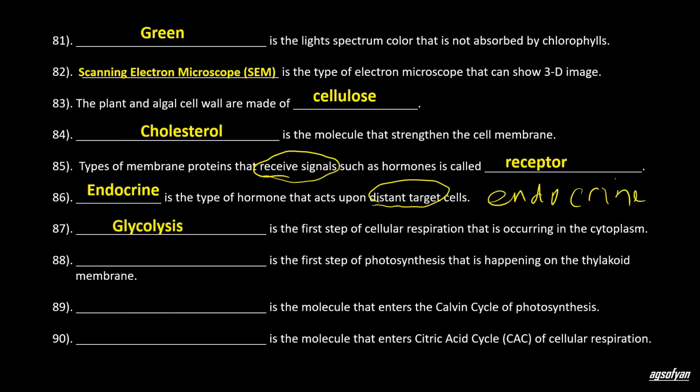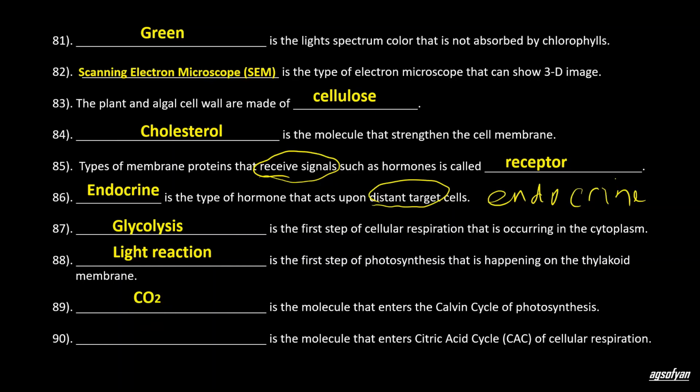Blank is the first step of photosynthesis that is happening on the thylakoid membranes. That process is called the light reaction because it requires light, or photoreaction. Blank is the molecule that enters the Calvin cycle of photosynthesis. So this one will be carbon dioxide. Carbon dioxide will enter into the Calvin cycle. It will then be converted into carbohydrates.